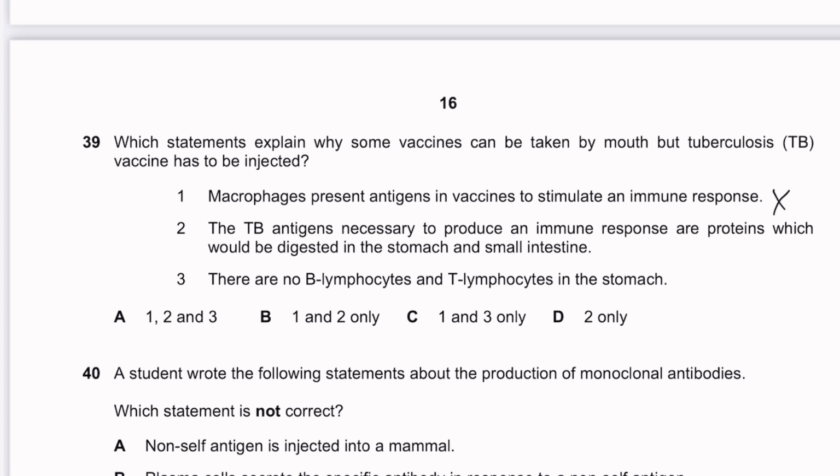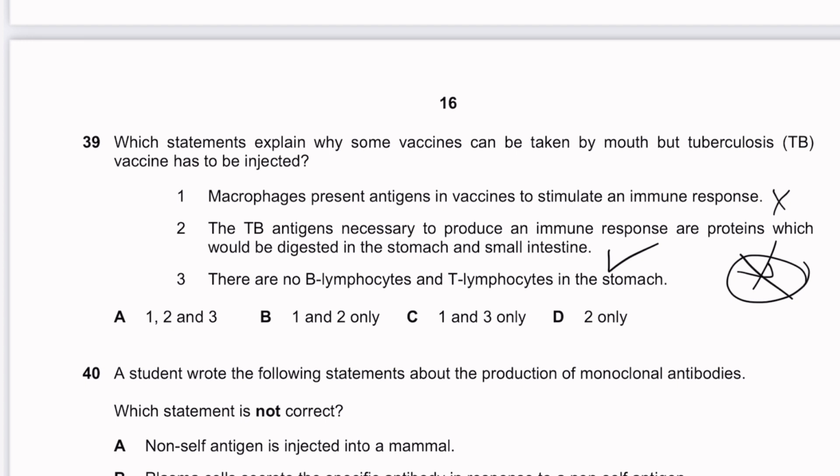The TB antigens necessary to produce an immune response are proteins which would be digested in the stomach and small intestine. So this is a correct statement, because things like insulin, things like the TB vaccine, if they're made of protein, should not be taken in by mouth, because you know that there's trypsin in the small intestine and pepsin in the stomach. These are proteases, protein digesting enzymes, which are going to digest and break down the TB antigens, and hence there will be no immune response against it. Once the antigens are present, macrophages will be able to identify this as a non-self antigen, and they're going to carry out antigen presentation by phagocytosis. This is not going to happen if the antigens are broken down, right? And so this is the correct statement.